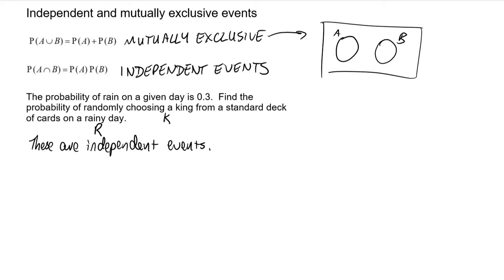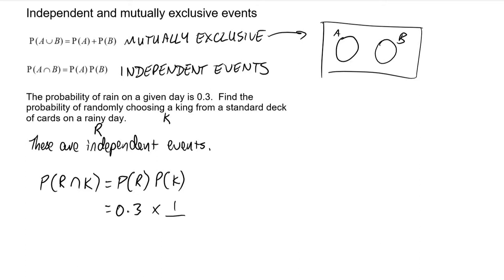The fact that we choose a king has no effect on the fact that it's going to be a rainy day. So if we want the probability of both occurring, then we're looking at the probability of rain and choosing a king, and we simply multiply the two events together. Probability of rain that we were given was 0.3, and the probability of choosing a king from a standard deck of cards is 1 out of 13. Okay, there are 4 kings in a pack of 52. That simplifies to 1 over 13. So that's 3 over 130.